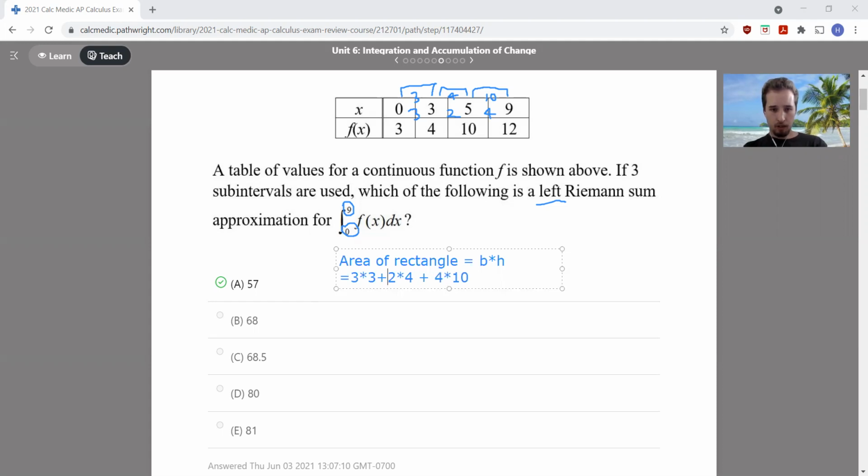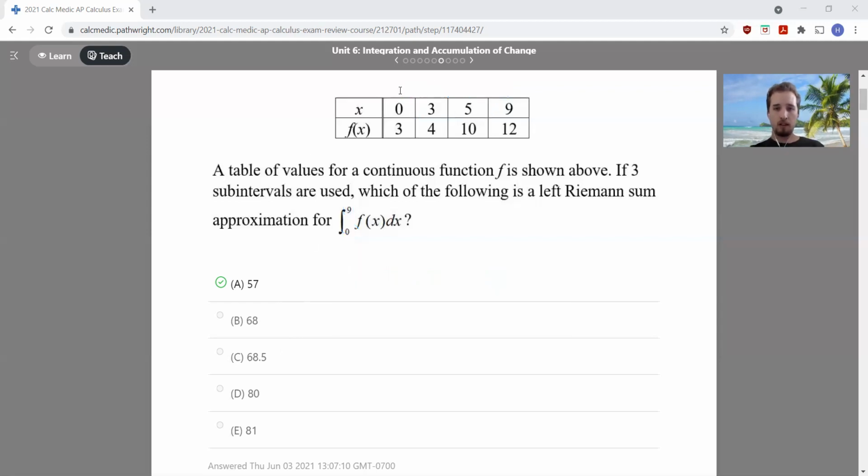So I'll just do this for clarity. And here, we get 9 plus 8 plus 40. And then we get 17 plus 40. So we get 57. And that's our answer. Okay, so let's go to the next one.